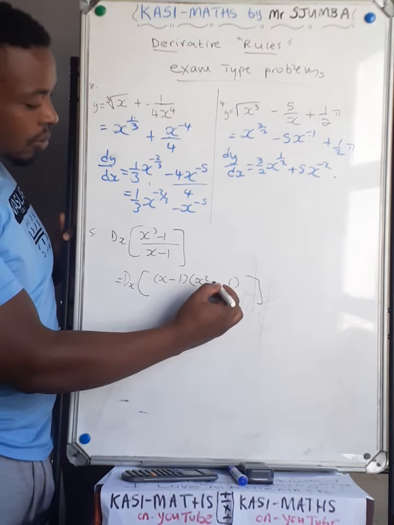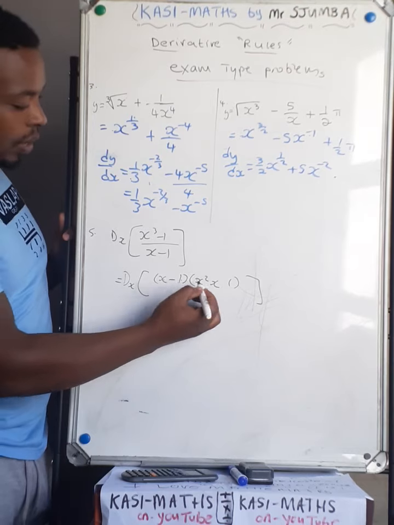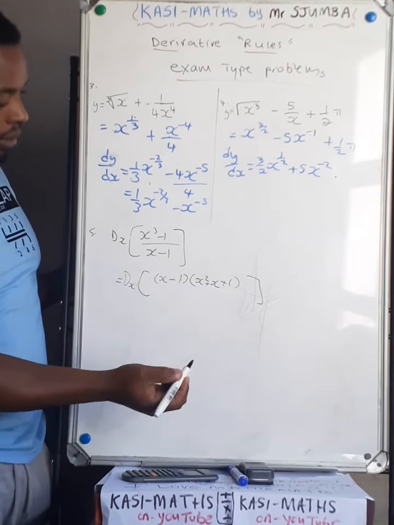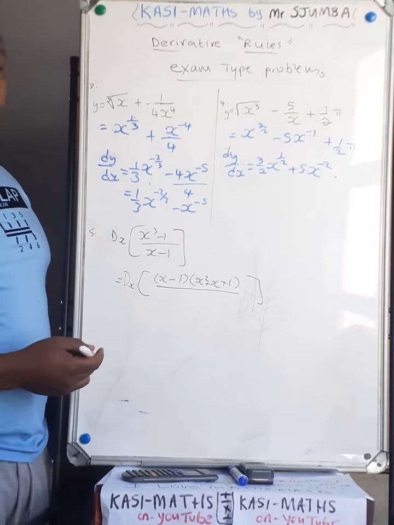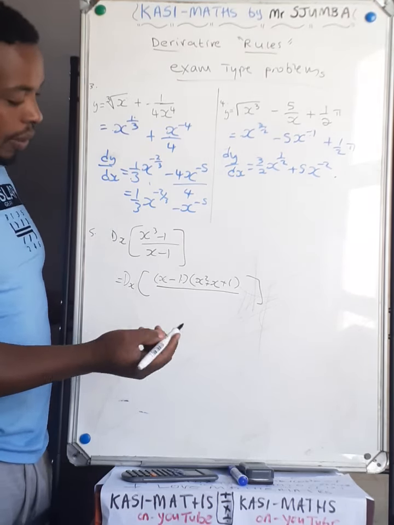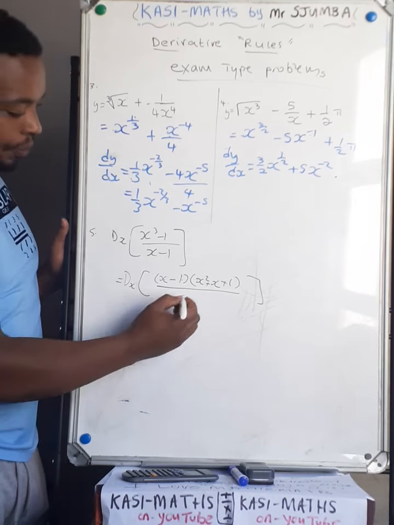Then the middle term will be x. Since we have a minus, we should put plus. So we just factorize the numerator, the way we factorize a difference of cubes.